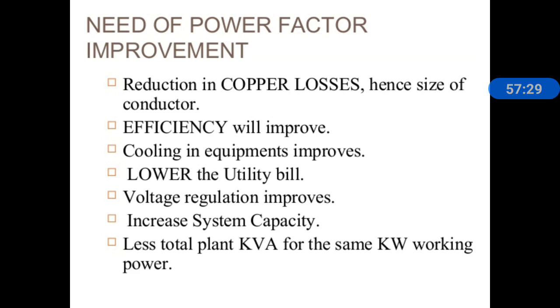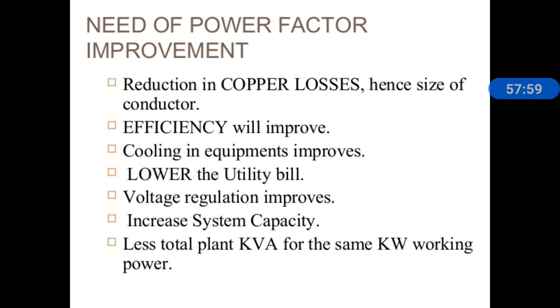So next is the need of power factor improvement. We discussed a lot of conditions with power factor effect. Once the power factor is improved, so that means power factor becomes 1 or nearer to 1, it gives some advantages on the system. So we are discussing some points here. The first point is reduction in copper losses, hence size of conductor.